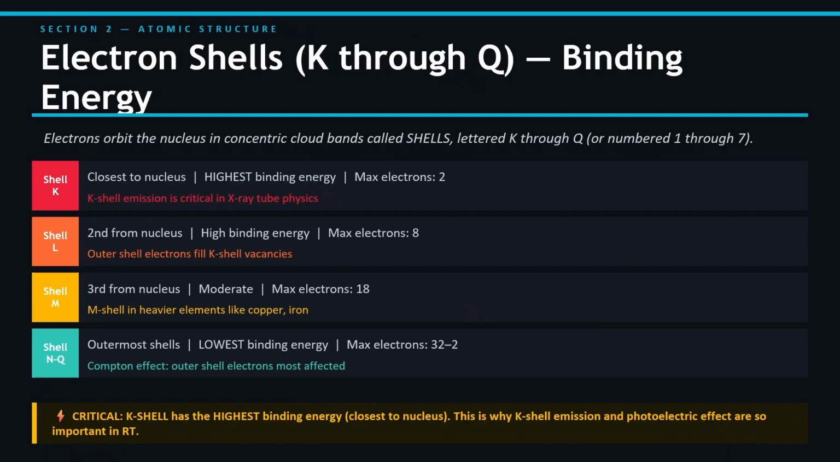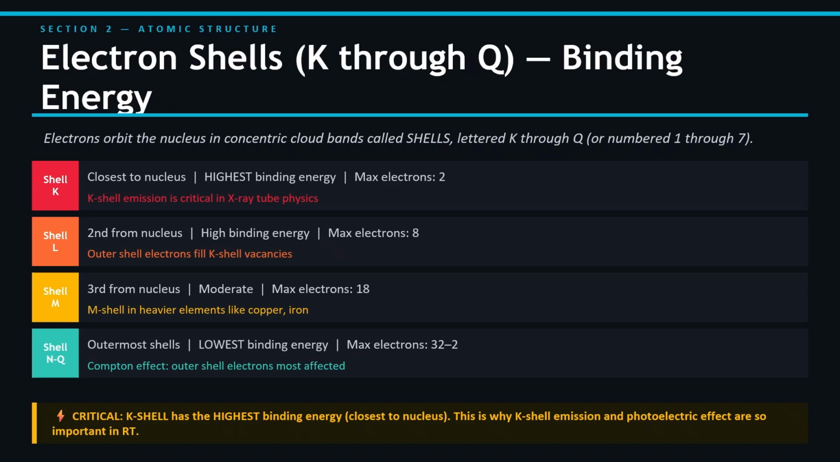Now let's look more closely at the electrons. The presentation uses the traditional shell notation K through Q. The K shell is closest to the nucleus and has the highest binding energy. Why does that matter to a radiographer? Because removing a tightly bound inner shell electron requires more energy than removing a loosely bound outer shell electron. That is why the K shell appears repeatedly throughout radiographic physics.